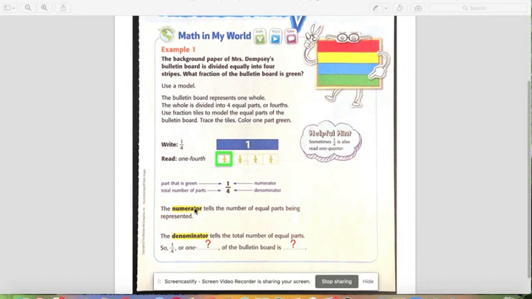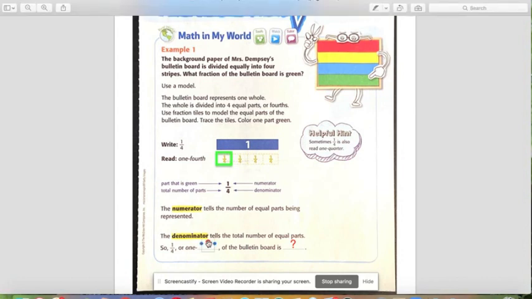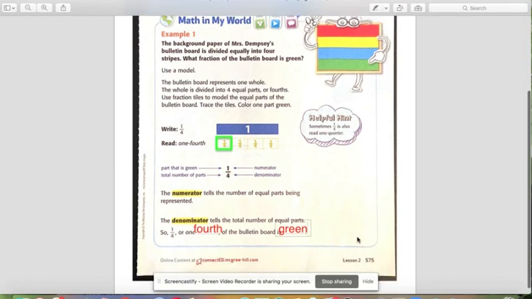The numerator is the top part of the number that we talked about. The denominator is the bottom number we talked about. So 1/4, or if I was going to write it out the long way, I would write the word 1 and then 4th with a TH on the end. 1/4 of the bulletin board is green. Whoops, green. 1/4 of the bulletin board is green.